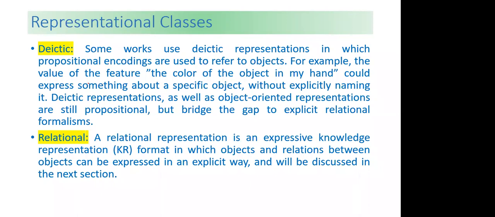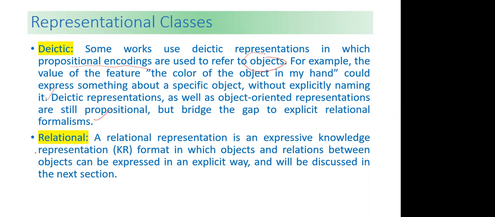The third one that we are using is the object-oriented representation. In this representation, whatever the propositional encoding is, it is used as an object. For example, the value of features, the color of an object in my hand, could express something about a specific object without explicitly naming it. Object-oriented representation is still propositional, but it bridges the gap to explicit relational formalism.